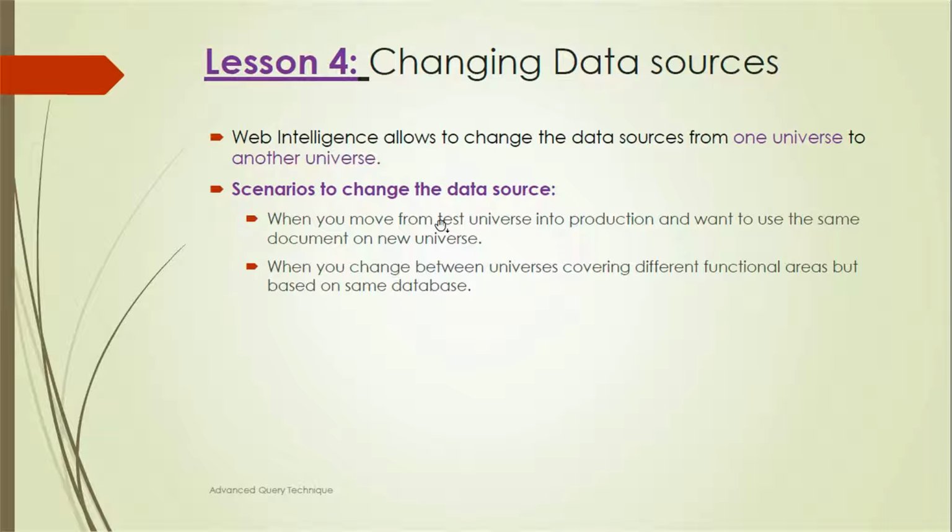And why is this change of the data source needed? When you move from a test universe into production and want to use the same document on a new universe, you can change the data source. Also when you change between universes covering different functional areas but based on the same database. Suppose there are some other functional areas which I want to explore, then I can just use that universe, as it is on the same database.